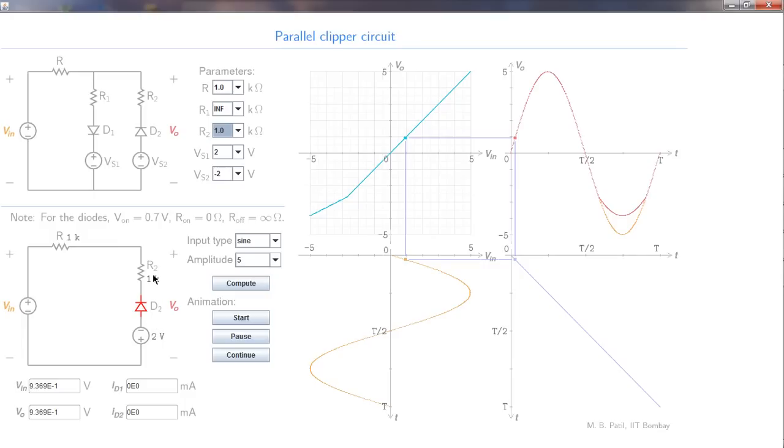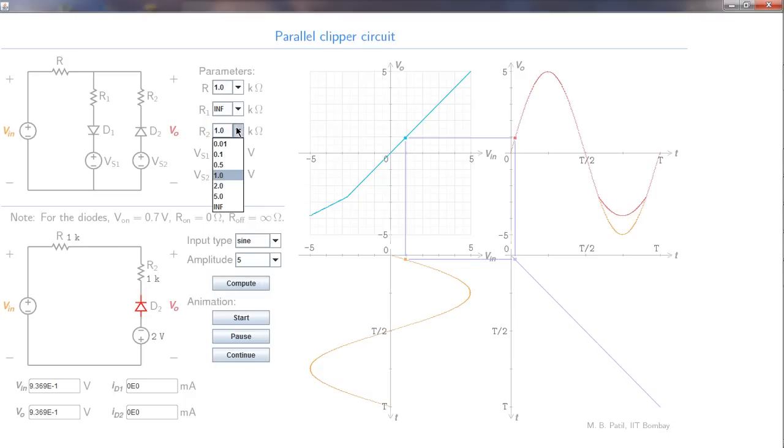Next, let us change this R2 from 1K to some very small value like 10 ohms, leaving this VS2 at -2 volts. In that case, we don't expect the breakpoint to change because that is determined by VS2 and this voltage drop across the diode. But this slope will change because that is given by R2 divided by R plus R2. Okay, let us check whether that happens.